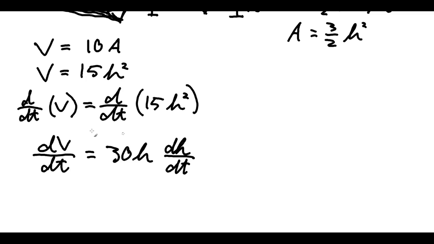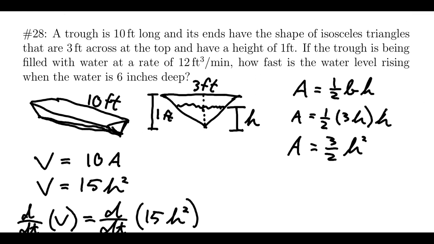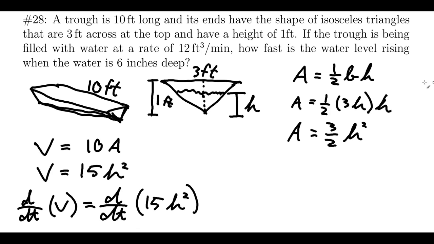Okay. So now that we have this relationship between these derivatives, we can start plugging in the quantities that we are told. This first sentence is describing the physical situation. The trough is 10 feet long, the shape of the ends, that was all built into this original relationship here, right? We have this is our relationship between v and h. So that first sentence is taken care of. That applies throughout the entire process of the trough being filled with water.